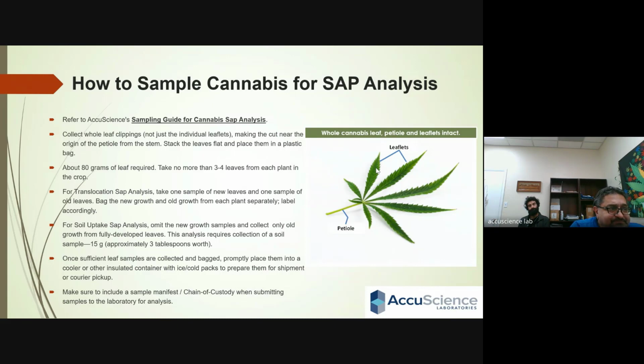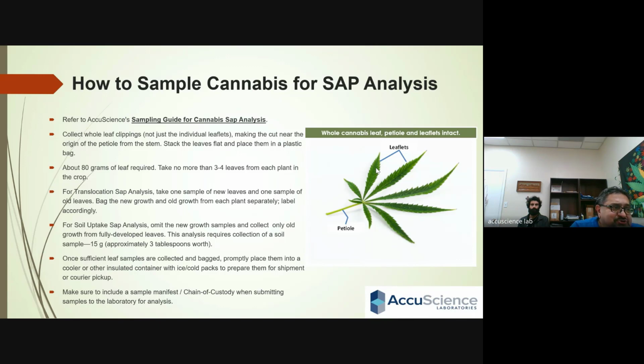And for the soil uptake SAP analysis, omit the new one. You don't need the new leaves. What you're going to be doing is taking a portion of the soil sample, approximately 15 grams. That should be plenty for us to analyze, and then take about 80 grams of the old leaves, do the same thing, stack them on top of each other, and bag them.